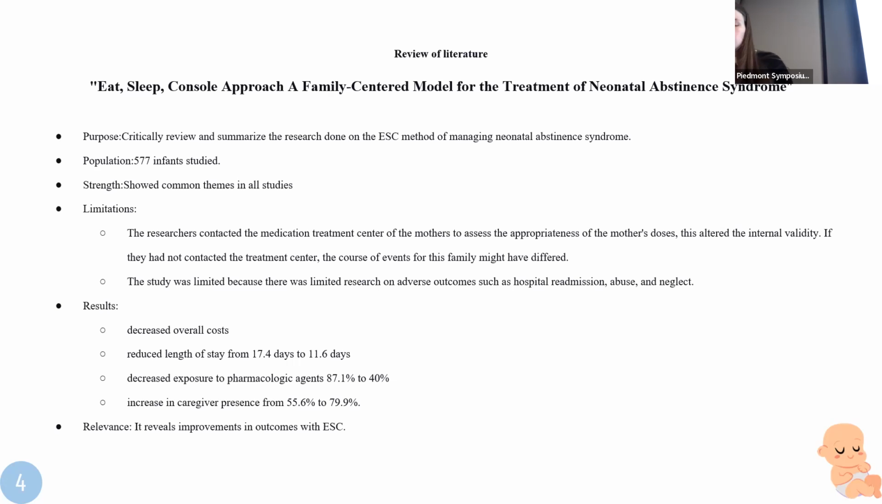The study was also limited because there was limited research on adverse outcomes such as hospital readmissions, abuse, and neglect. The result of this study showed that Eat, Sleep, and Console decreased overall costs, reduced length of stay from 17.4 days to 11.6 days. It decreased exposure to pharmacologic agents from 87.1% to 40%, and there was an increase in caregiver presence from 55.6% to 79.9%.